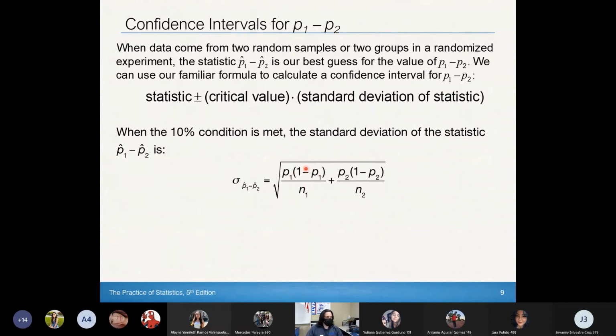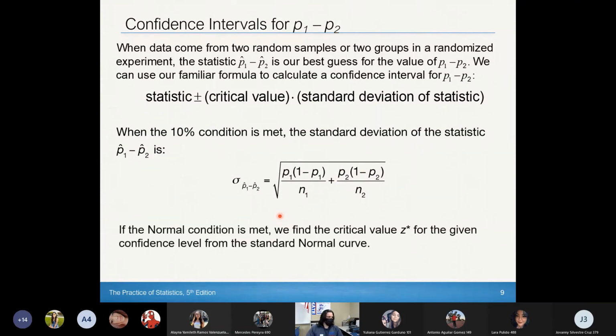Square root of p1, well, it's a minor change because now we use our, sorry, never mind, no difference. p1 times 1 minus p1 divided by n1 plus p2 times 1 minus p2 divided by n2, that is our standard deviation. If the normal condition is met, we find the critical value z star for the given confidence level from the standard normal curve.